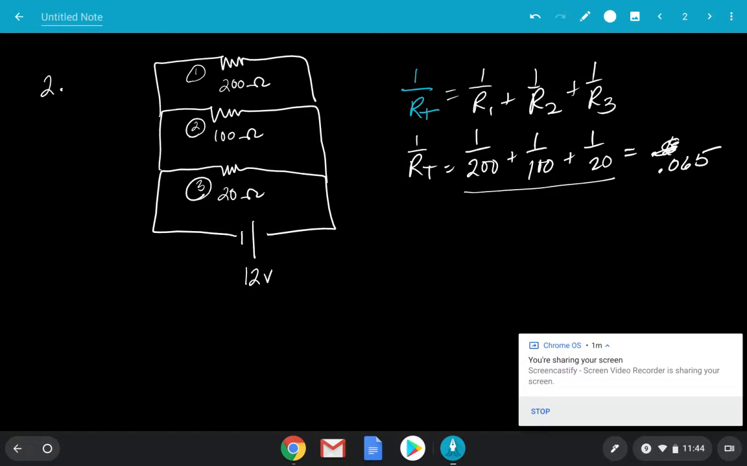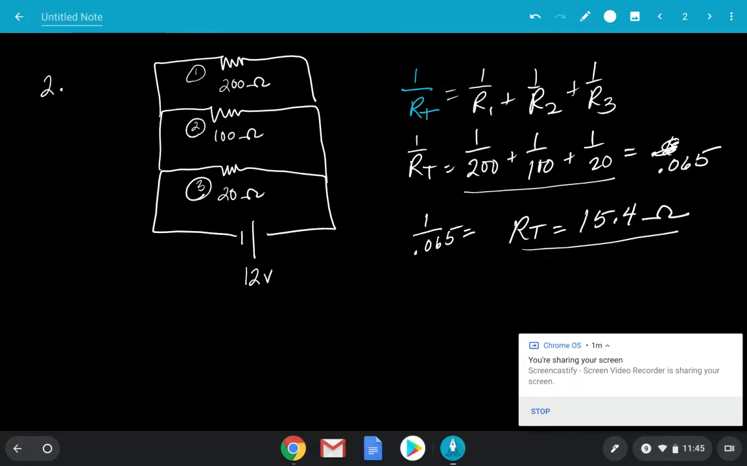So you can double check that. Now that is not the total resistance. That is 1 over the resistance. So I have to actually take the inverse of that in order to find the total resistance. My total resistance then turns out to be 15.4 ohms. Okay, that is my total resistance across the circuit.